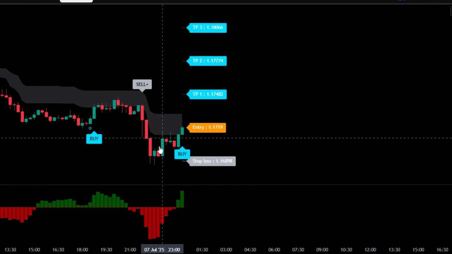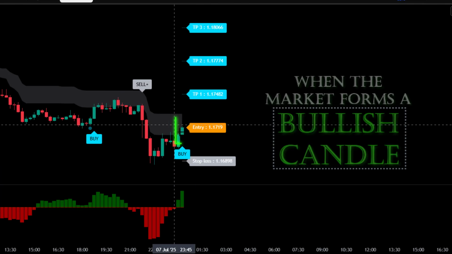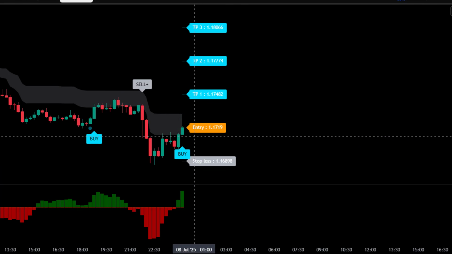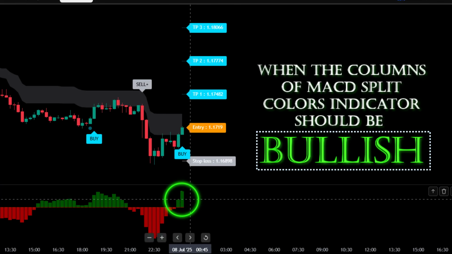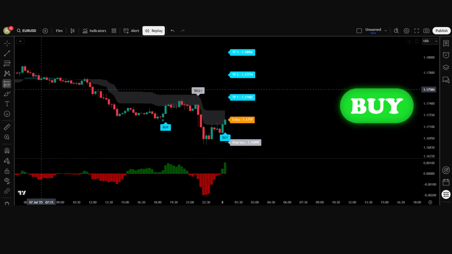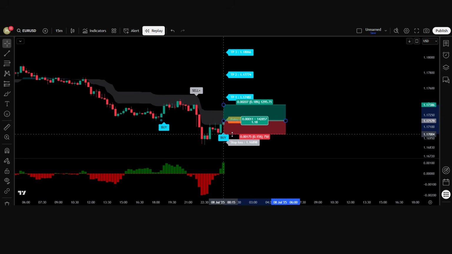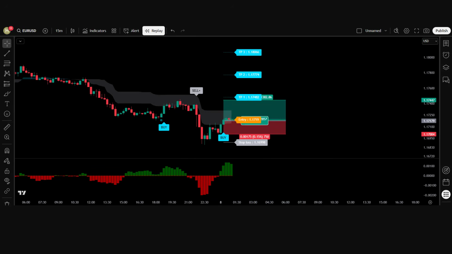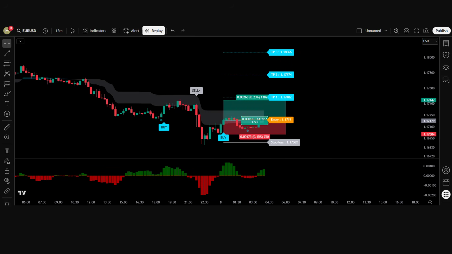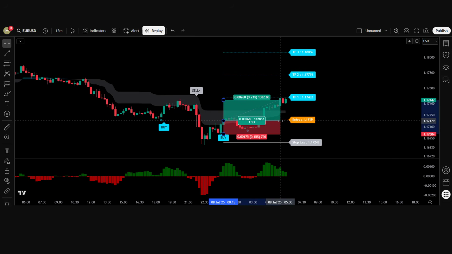Now, let's understand the concept where we will take buy and sell trades based on their conditions. When the AI indicator gives us a buy signal, when the market has formed a bullish candle, and when the columns of the MACD split colors indicator are bullish, if this condition is fulfilled, then we will place a buy order. Our stop loss will be placed at the current market's lower level, and the risk to reward ratio will be 1:1.5. The market has completely hit the target.